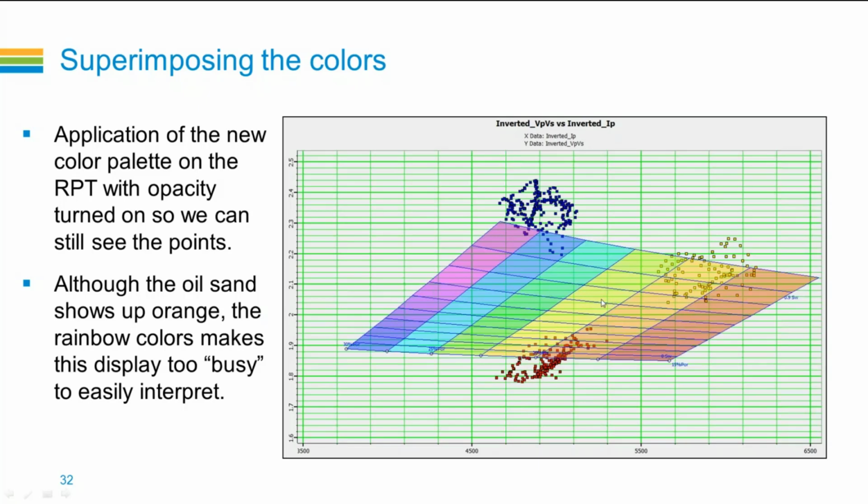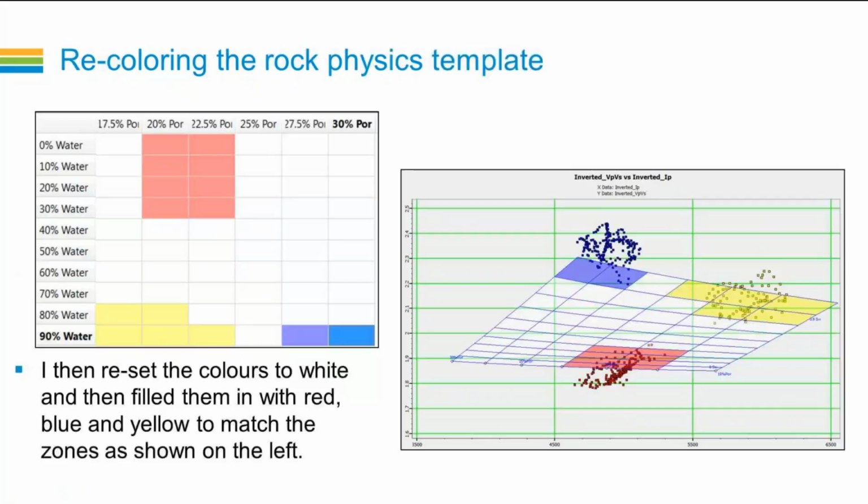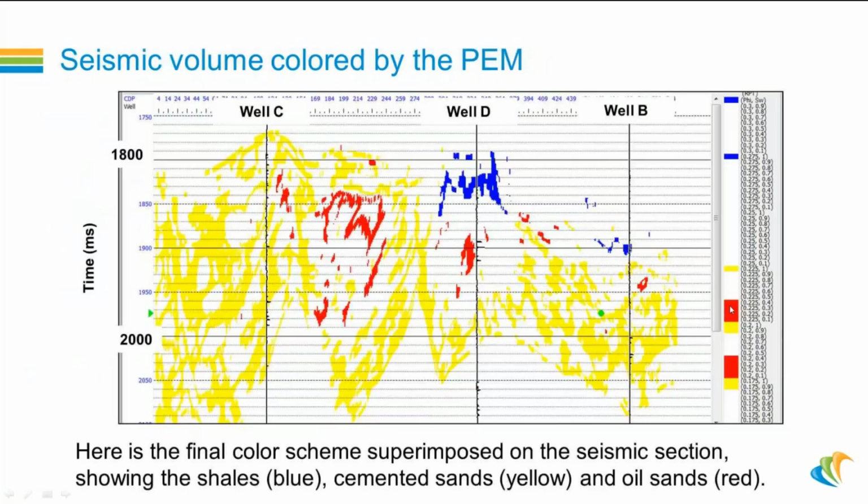So I'm going to change the color palette. I'm going to initially set all the colors to white, and then refill them with different colors that correspond to those points. So you can see I've colored the points that correspond to the oil sand as red, the shales and wet sands as blue, and the cemented sands as yellow. And now when I project those back onto the seismic section, they show the shales in blue, the cemented sands in yellow, and the oil sands in red.